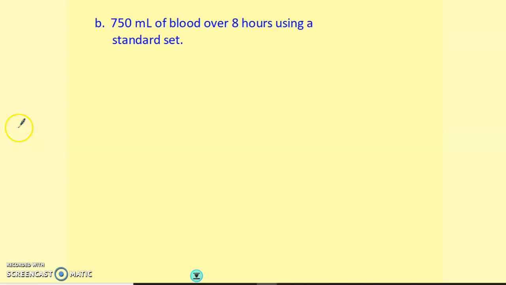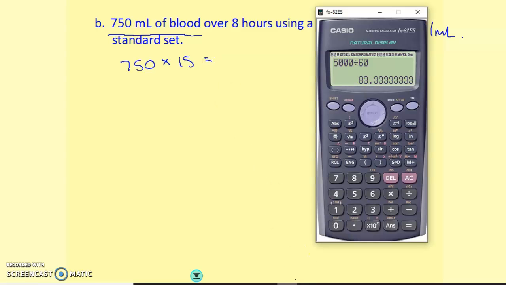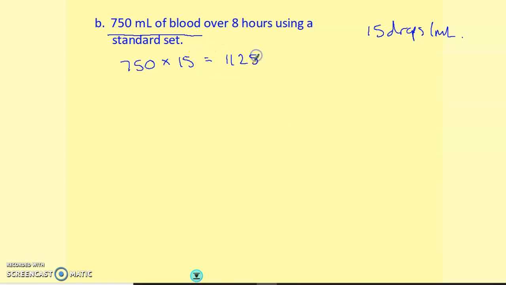Let's try another one like that. It's 750 ml of blood over 8 hours using a standard set. Standard set is 15 drops per ml for blood. Okay, so we take our 750, times it by 15 to find out how many drops we would have in total. So it's 11,250. That's the amount of drops. So that's over 8 hours.